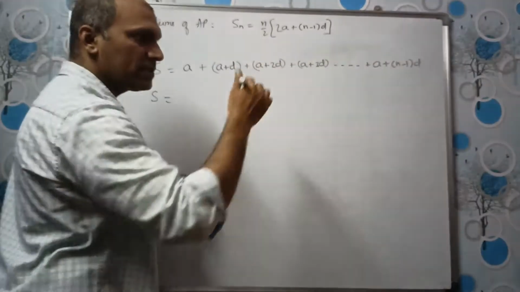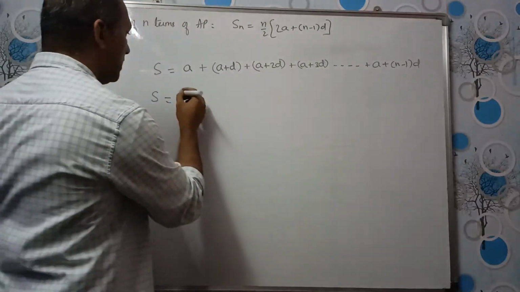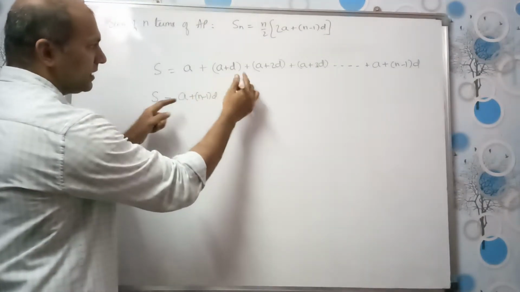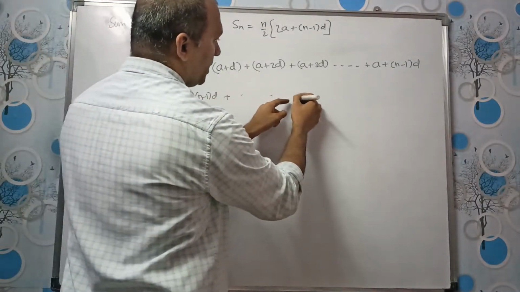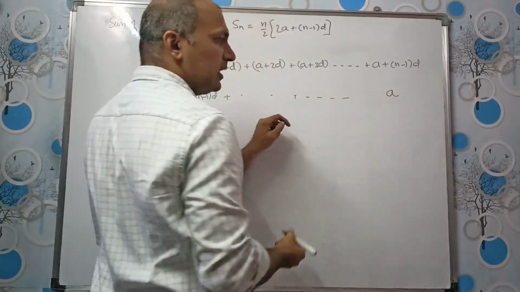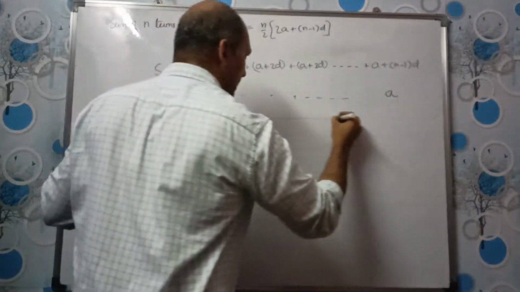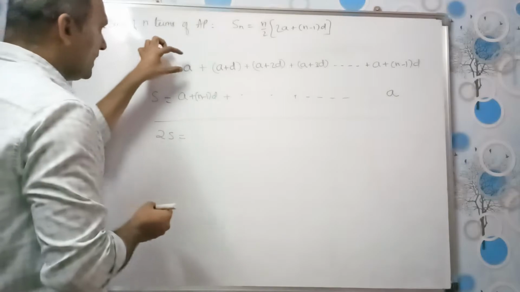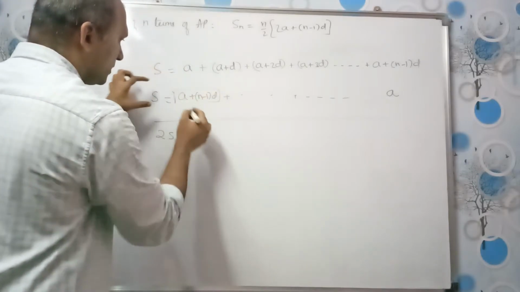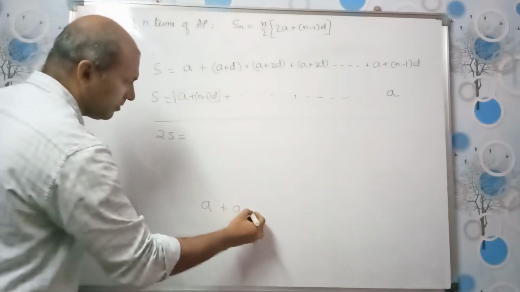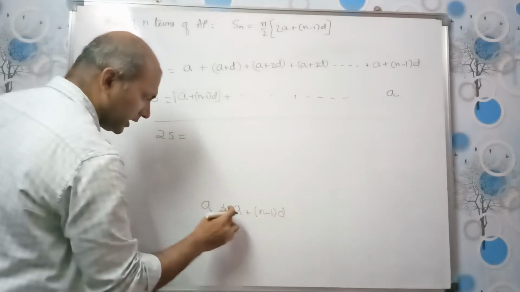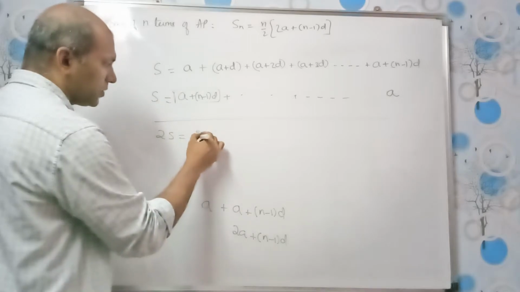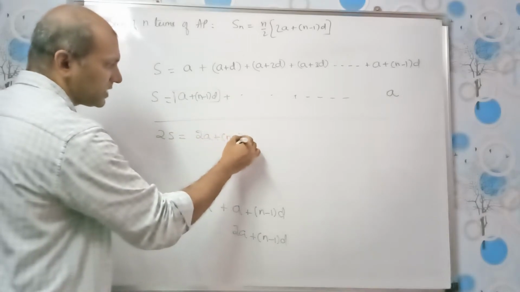Now, if you reverse the series and write, the last term will come here, right? It will be A plus n minus 1 into D, then the next term, then one more term, and so on. The last term will be A. Now let us add these two. S and S is 2S, which is equal to A plus this, A plus n minus 1 into D. A plus A is 2A plus n minus 1 into D. So this will be 2A plus n minus 1 into D.